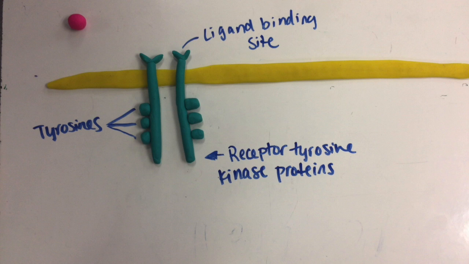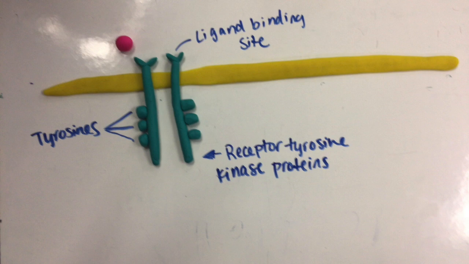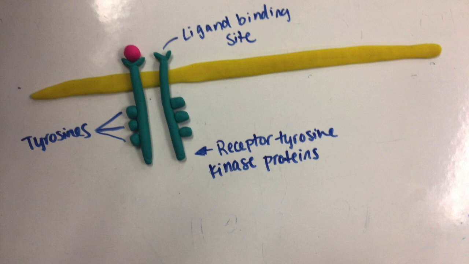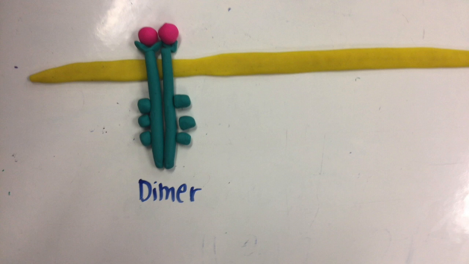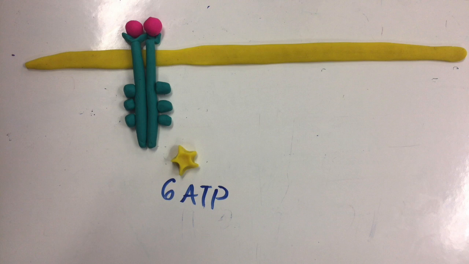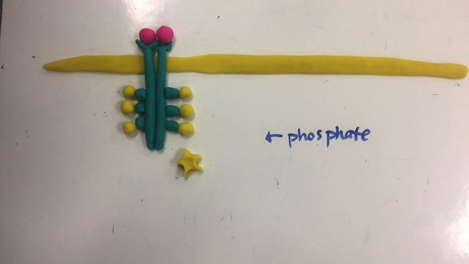This is a tyrosine kinase receptor system. There are two receptor tyrosine kinase proteins with tyrosine on them, and they are embedded in the membrane. At the top, there is a ligand binding site. Two signal proteins come and bind to the receptor proteins, which creates a dimer. Six ATP turn into ADP. The phosphates that have been removed are added to the six tyrosines.